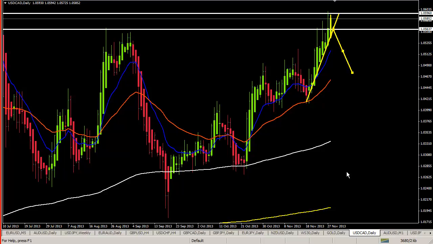But actually, these are the pairs that we are watching and the pairs that we are trading right now. Do you have any other pairs you want me to take a look at?